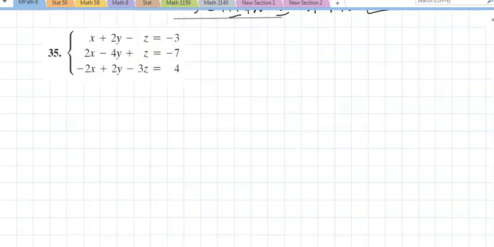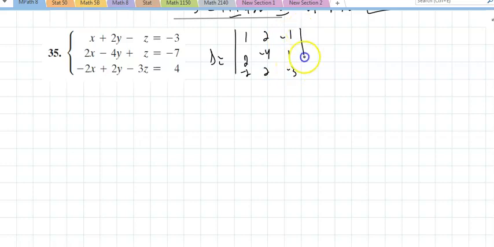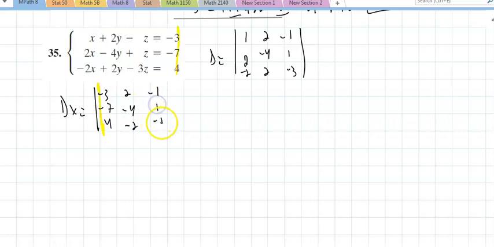If I look at number 35, I start off with finding D. 1, 2, negative 2, 2, negative 4, 2, negative 1, 1, negative 3. D sub x is 1, 2, negative 2. Oops. We replace the x values by the constants. So that would be negative 3, negative 7, 4. The y's are untouched, and the z's are untouched. D sub y, we replace the y values by the constants as you see.